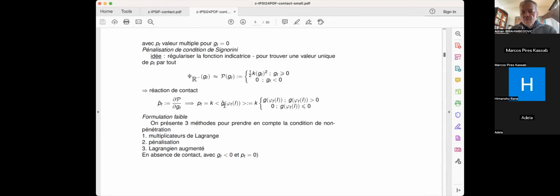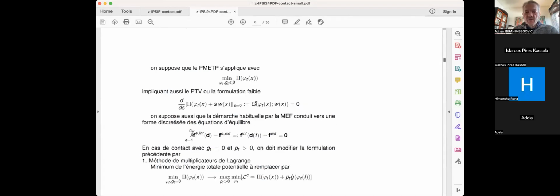So if you want to do better, then you can take a Lagrange multiplier approach, and even better, take an augmented Lagrange approach. So it's always a subtle game between taking a value of K which is big enough to get a reliable contact, or small enough which is giving you a nice computation.